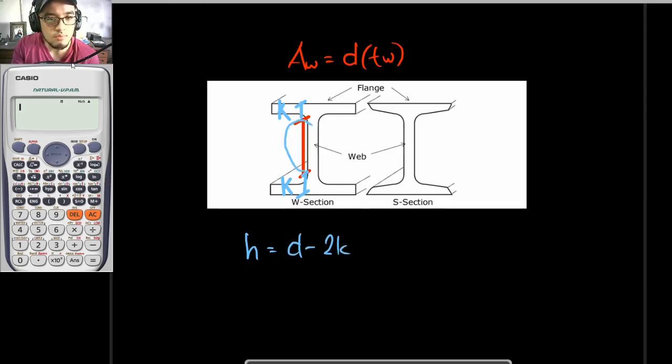So, etong red part lang na to. So that is to be for the value of your h. Once again, it would just be this part right here, yung red.